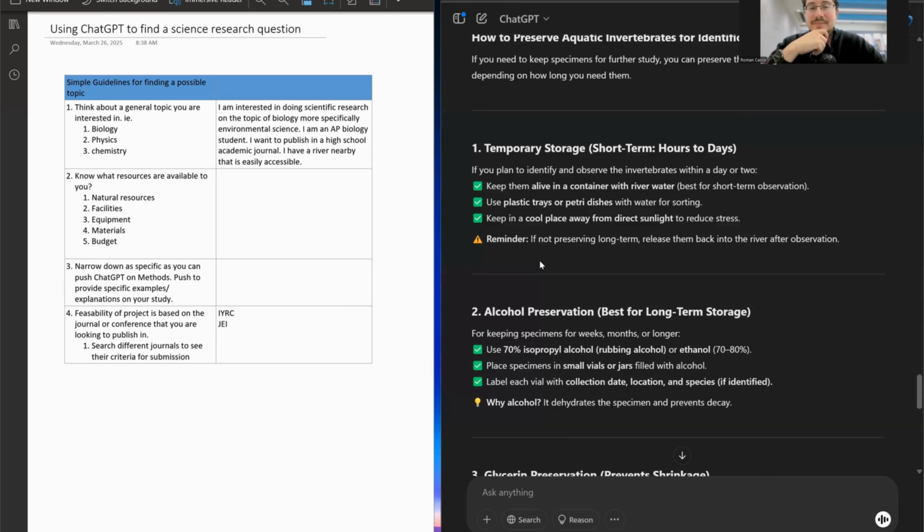So take a look. Try ChatGPT to narrow down on a research topic.